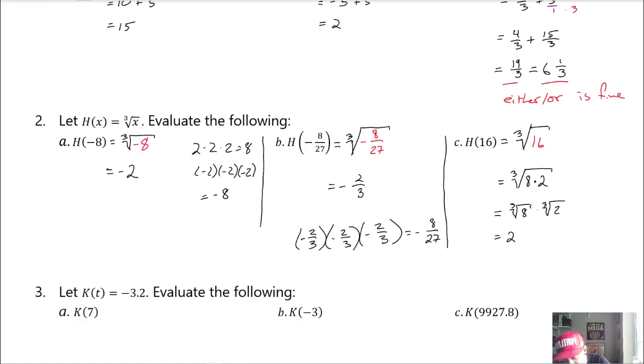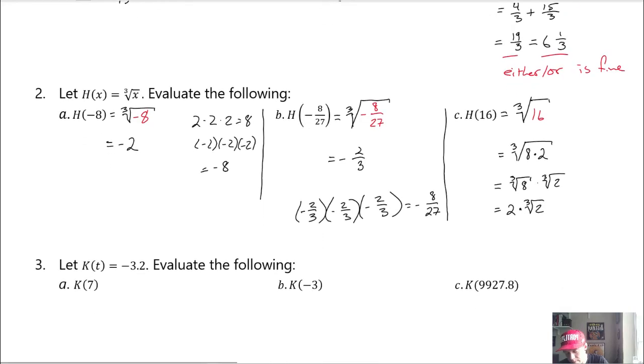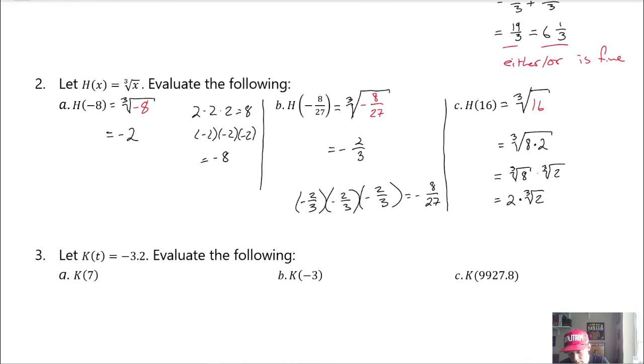And the cube root of 8 is 2, so we can write that this equals 2 times the cube root of 2. And that's it. That's as much as we can simplify that. We could get a decimal approximation, but this is not about using a calculator. This is just being able to simplify something as much as we can by hand.